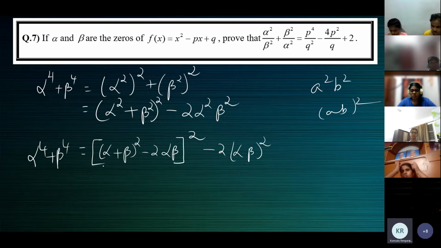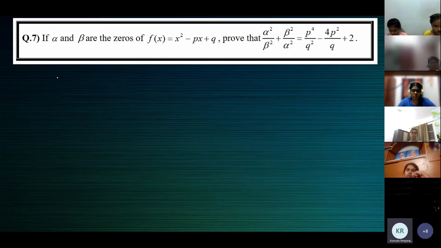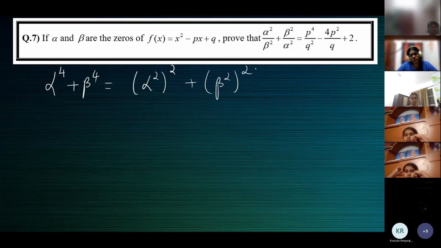In case you cannot remember this, don't remember. You should know how to derive it like this. We'll do it again. Children, please tell me what is alpha to the power 4 plus beta to the power 4. What's the first step? We write it as a whole square. So this is alpha squared the whole square plus beta square the whole square. Is the first step understood? Yes, ma'am.